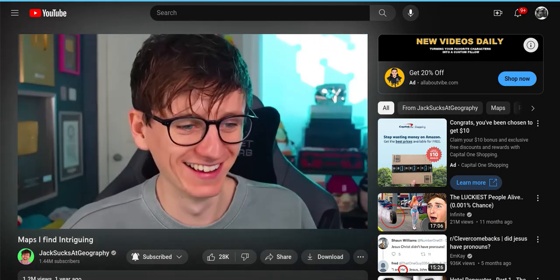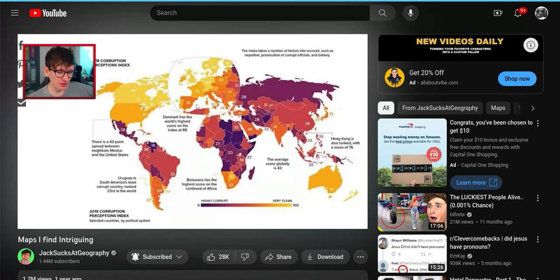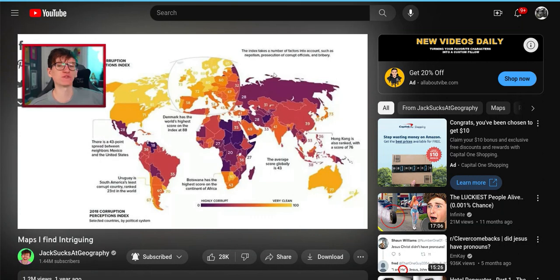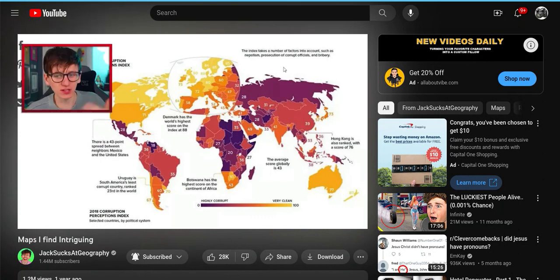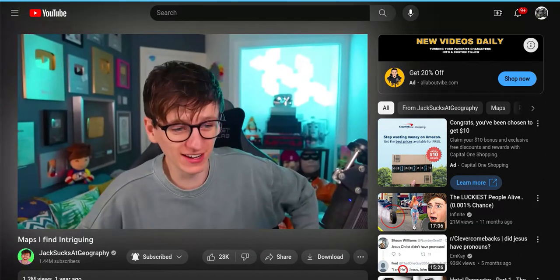Go on. Most corrupt nations. I mean, when you look at these maps, it's always interesting to see that there's basically the same results for most corrupt, least happy, least wealthy. They all basically relay the same data.